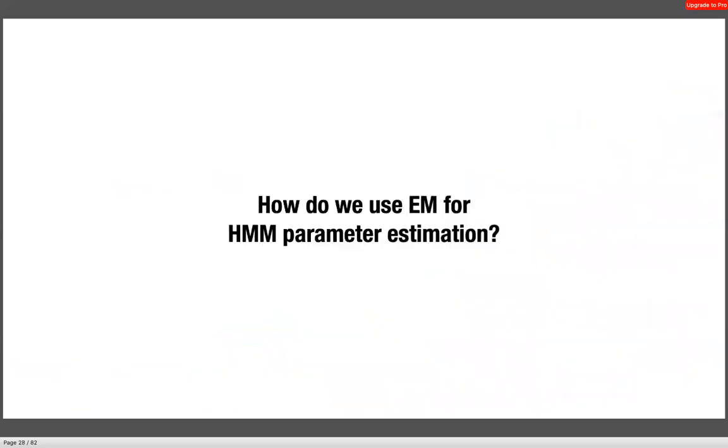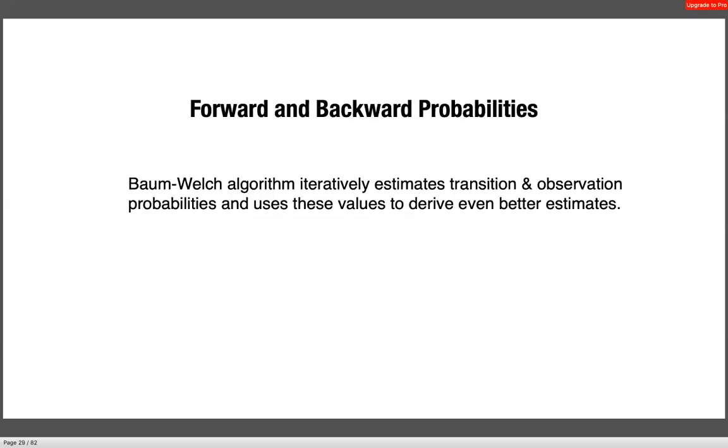So far we are looking at EM in the general sense. How do we use EM for HMM parameter estimation, right? Now for that, let's jump right into the Baum-Welch algorithm, for which you will need to track two quantities, which are the forward probabilities and the backward probabilities. And both these quantities will be used to estimate the transition and observation probabilities in the E step.